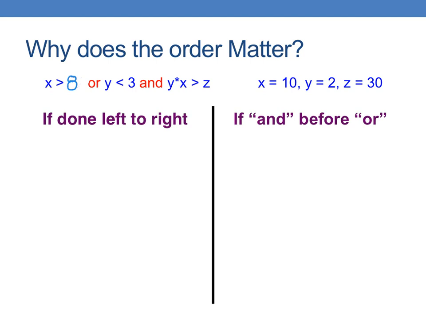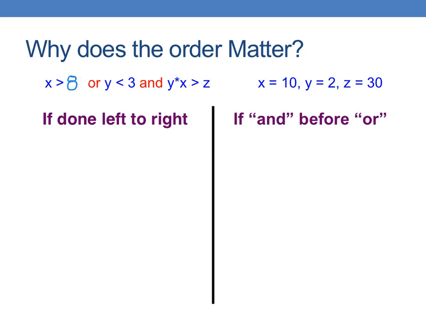So it's at this point in the lesson where kids actually start to question, does the order really matter? Because sometimes you can move from left to right and you actually get the same answer as if you did the ands first. But I want to show you how it does matter and how there are times where if you're not careful, you could actually produce the wrong value.